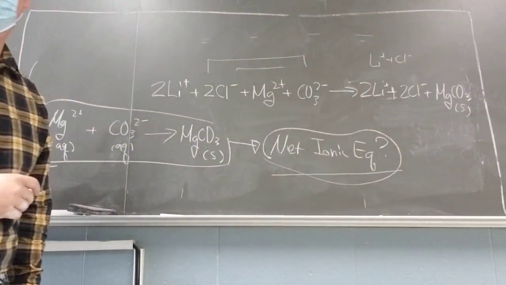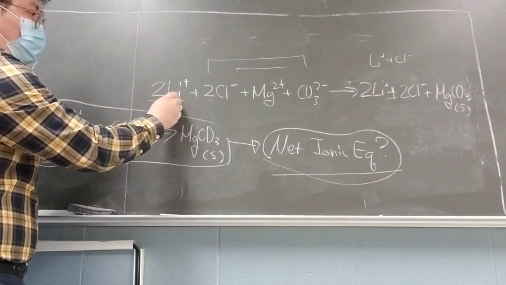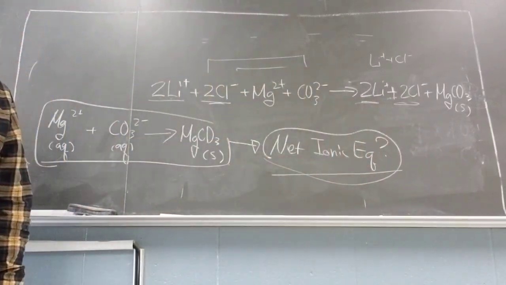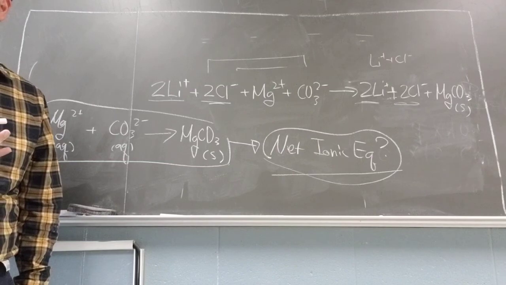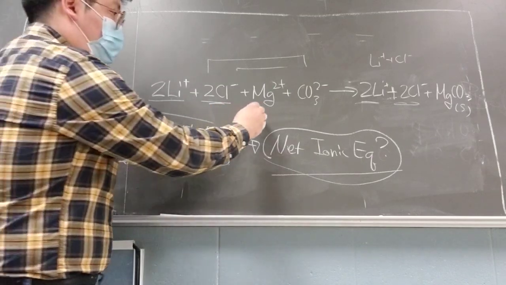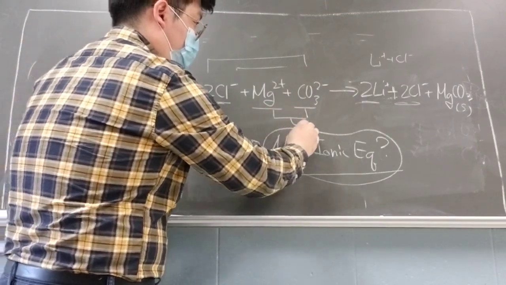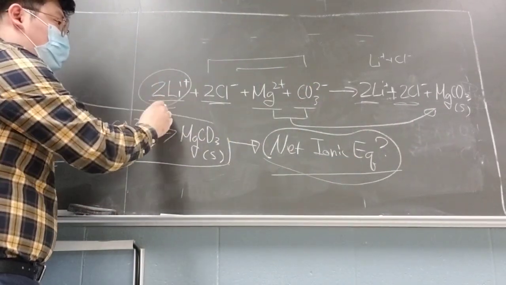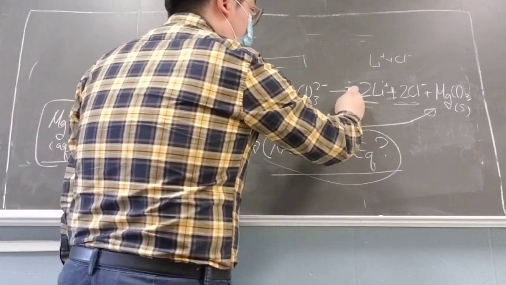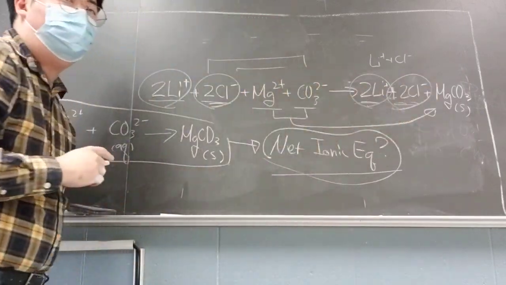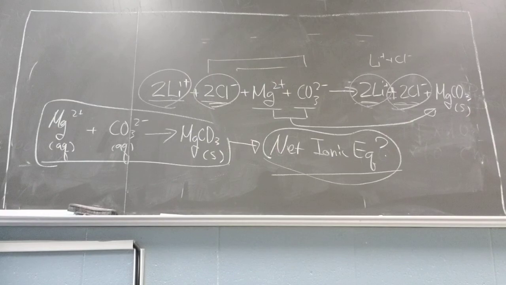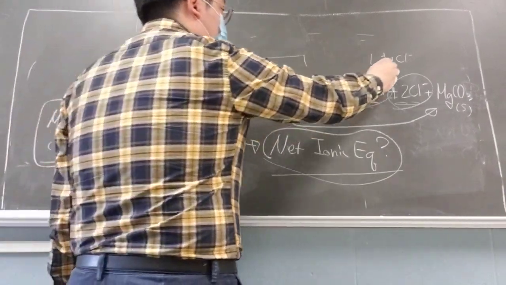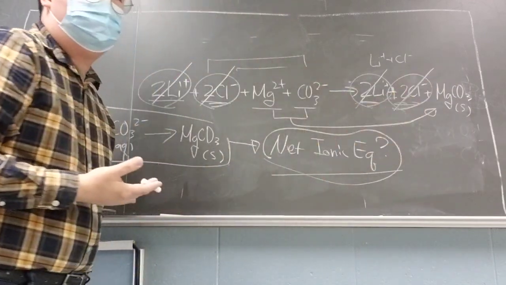This is what happened. As you can see, this one and this one, this one and this one didn't do anything. They just stay the same in ion form. But these two combined to be precipitate. So those are the ones that didn't do anything, left and right. We call them spectator ions because they are just watching. They didn't do anything, so you can cross them out, left and right.